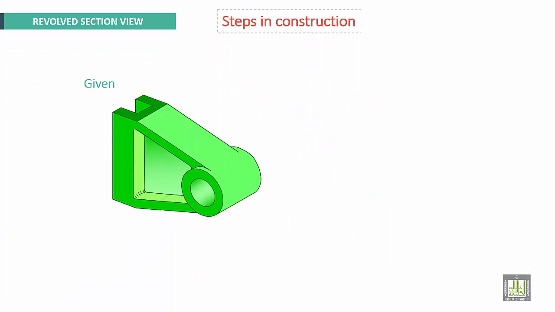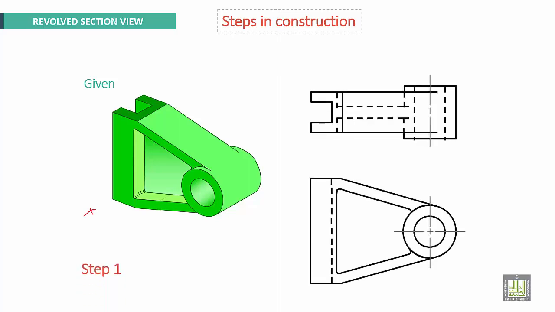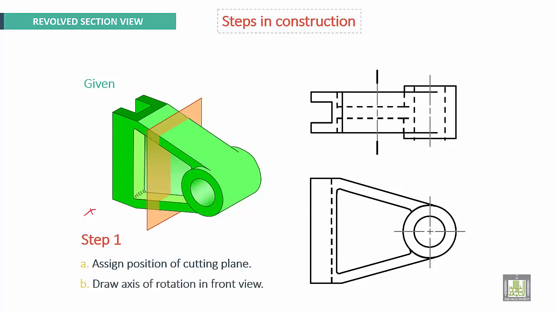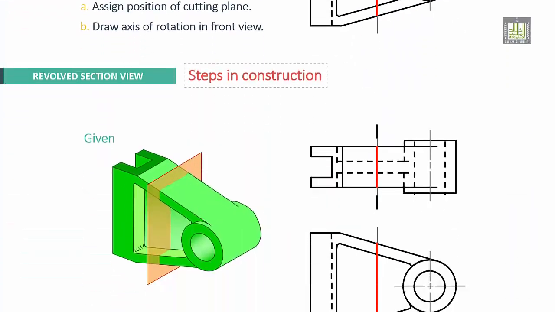Steps in construction. Given this part, if we make a section view here, we start by assigning a portion of cutting plane. Here the cutting plane. We assign the portion here. Next, we have to draw the axis of rotation in front view. Here is the axis of rotation for revolving. These are edges of view of cross section.